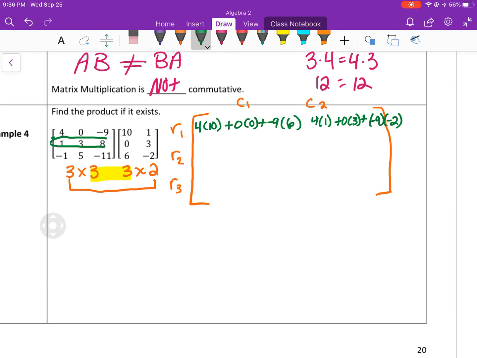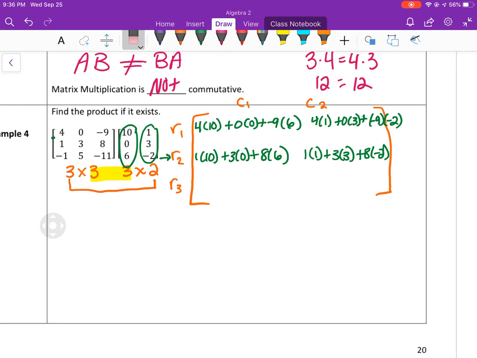So now I want row 2. I'm going to be in the row 2 spot here, and column 1 will go right here, the row 2, column 1 spot. So I do 1 times the 10 plus the 3 times the 0 plus the 8 times the 6. And then I'll do row 2 times column 2. It'll go in the column 2 spot. So I'll have 1 times the 1 plus 3 times 3 plus 8 times negative 2. I have now done row 2 with both columns, so I can start with row 3.